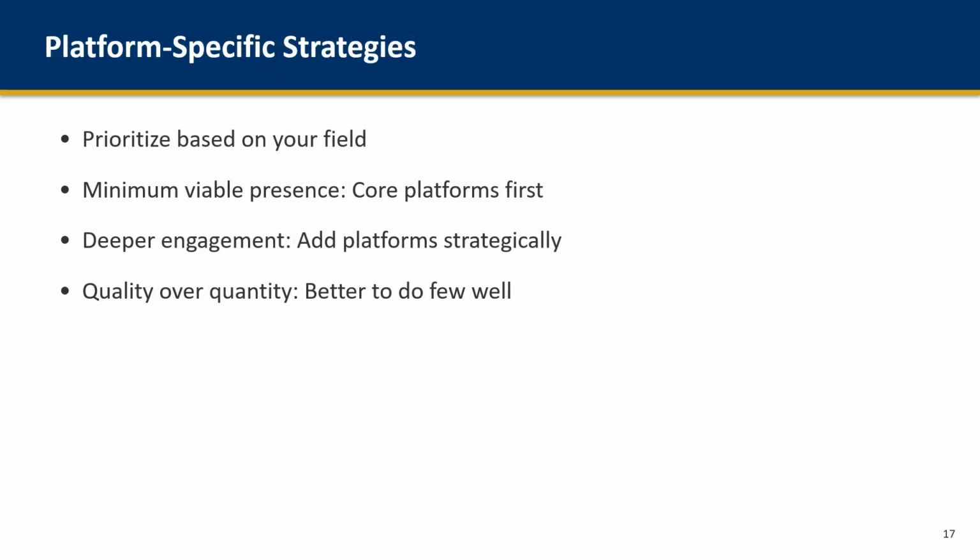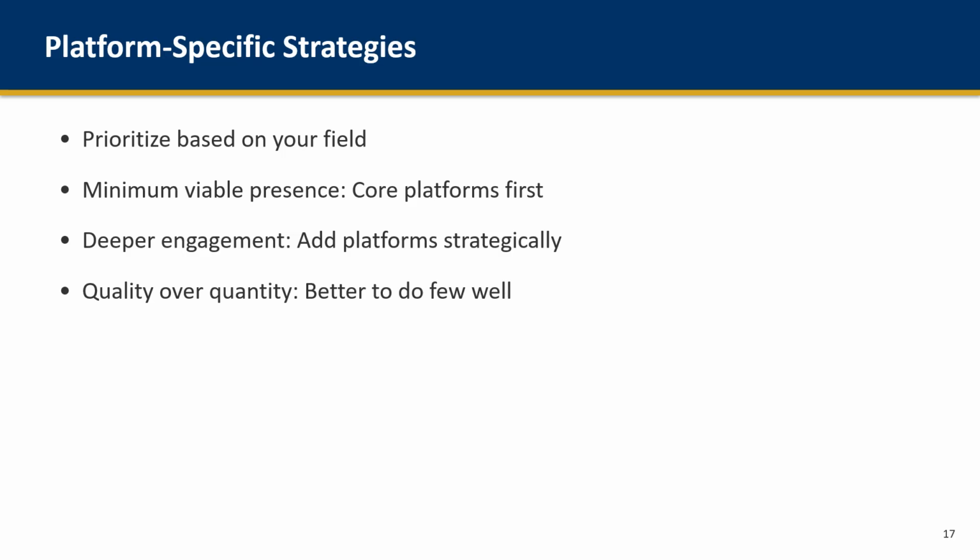Not all platforms are equally important for all scholars. Strategic prioritization focuses your effort where it matters most. Prioritize platforms based on your field's norms. Different disciplines emphasize different platforms. Economists use Twitter heavily. Biomedical researchers emphasize PubMed profiles.